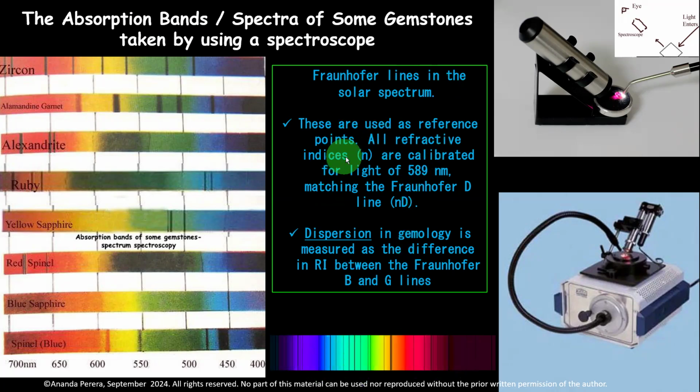All refractive indexes, that means N, are calibrated for light of 589 nanometers, matching the Fraunhofer D line, ND. It is a physics thing. Dispersion is gemology. In gemology, it is measured as the difference in RI between the Fraunhofer B and G lines. Between the B and G lines, the difference is called that. It is physics. This is the spectrometer.